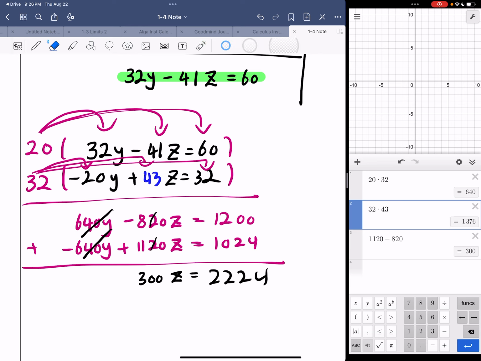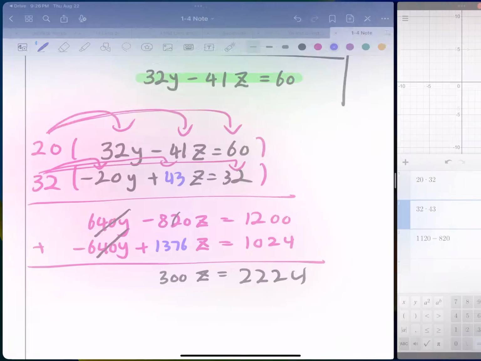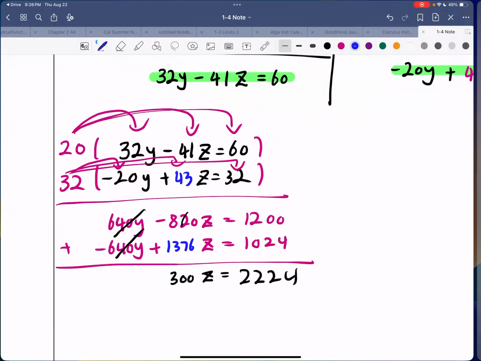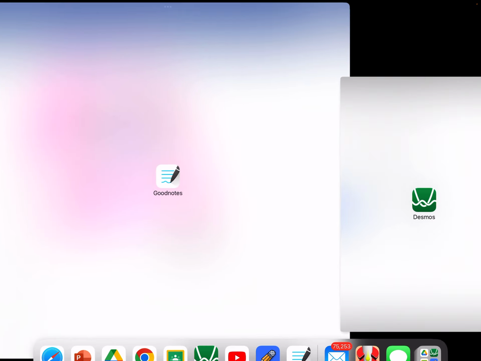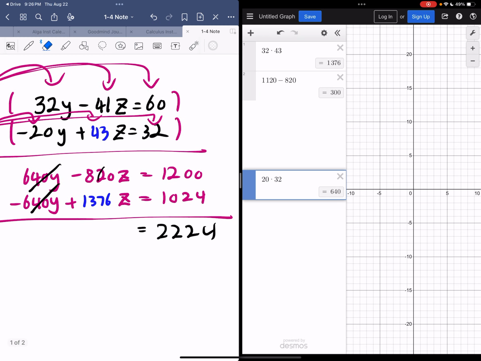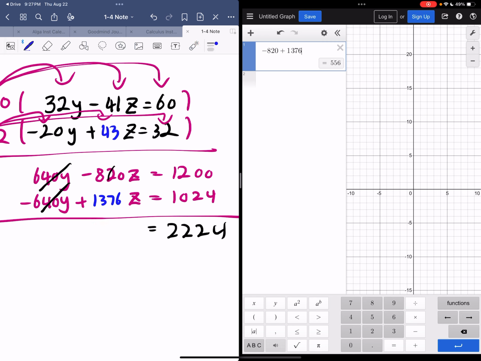Okay, now this one is gonna be 1,376. Now let's do it here. So do you see here, when I multiply it, now I get this one. So now I'm gonna get a little bit different number. So when I do it here, negative 820 plus 1376 is equal to 556. Yeah, this one sounds right. 556z.